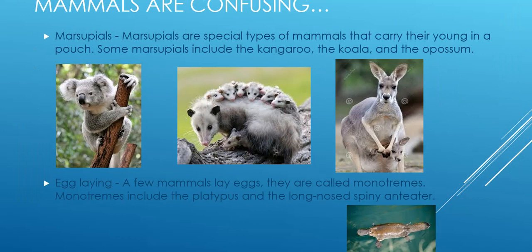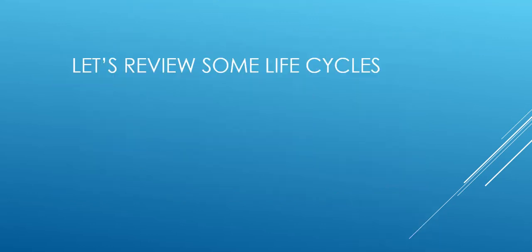But remember that mammals are confusing. So marsupials are mammals that carry their young in a pouch. That you should remember. Egg-laying mammals, there are some, and one of them is the platypus. So the platypus lays eggs. Remember that. The platypus lays eggs.